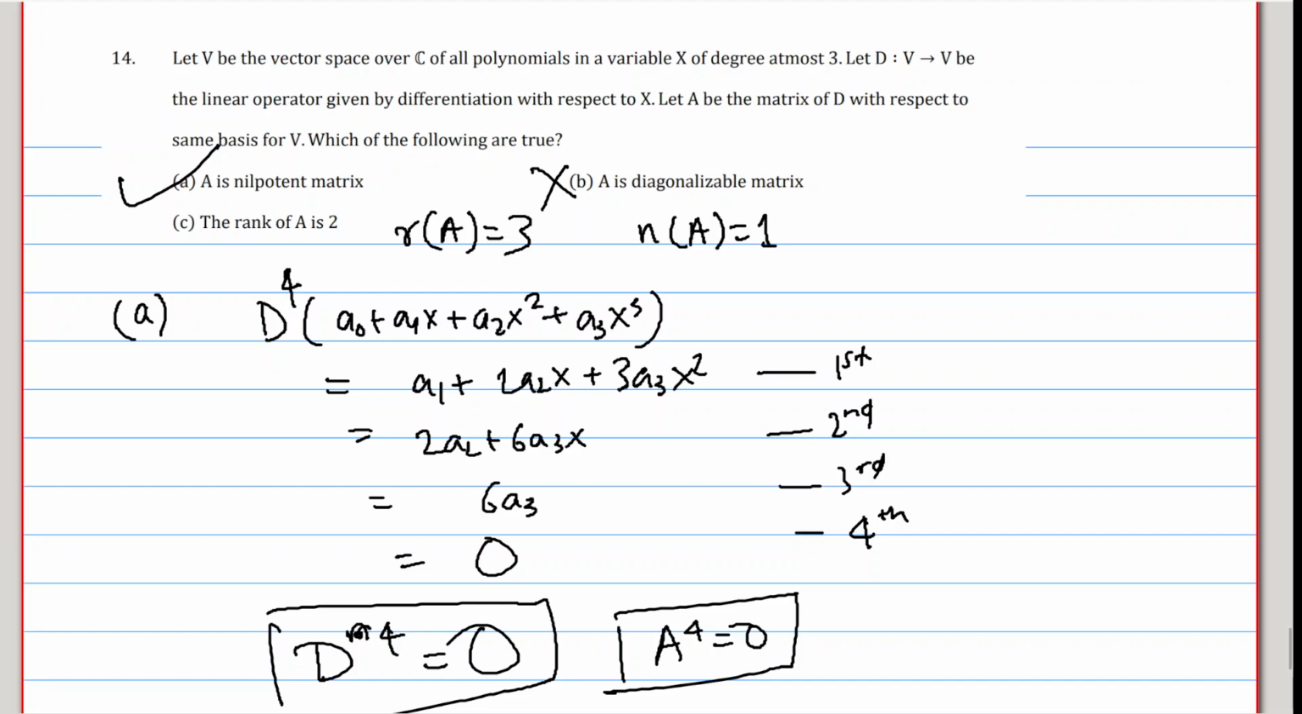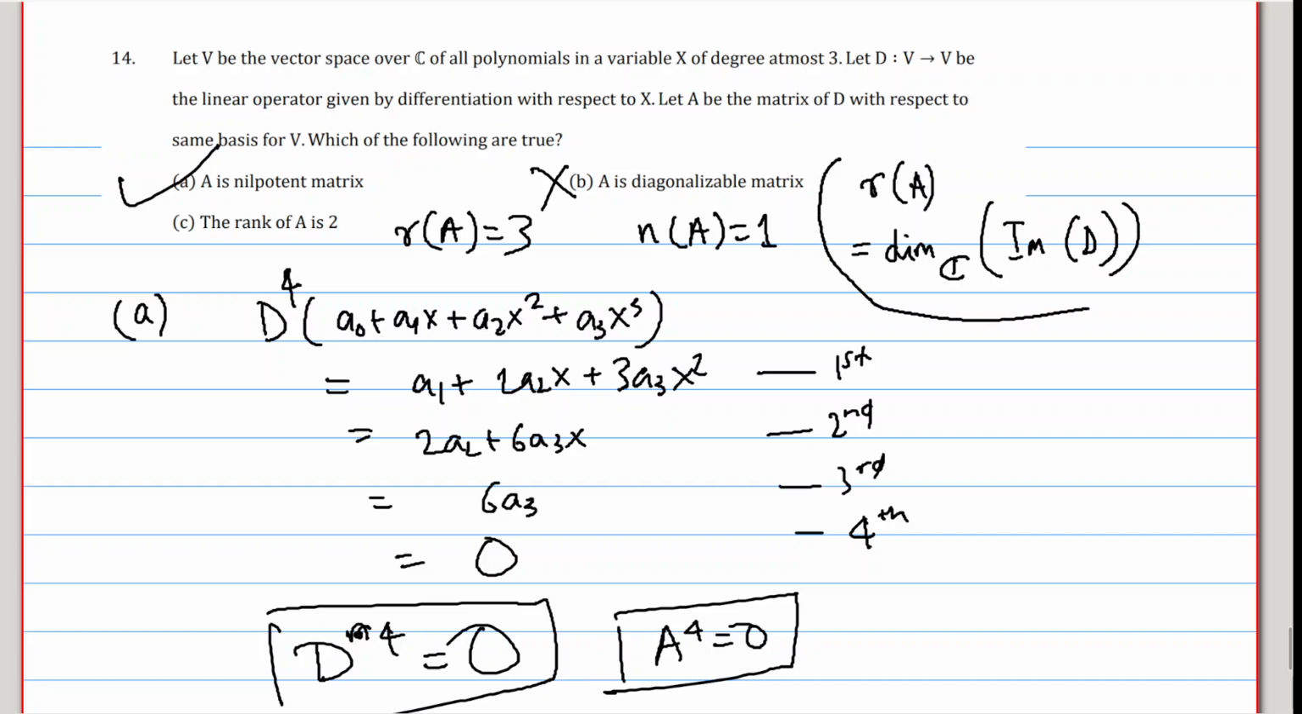So what is the rank of A? The matrix will be 4 cross 4. The dimension of the image, with respect to C. Now is it clear why it will be 3?